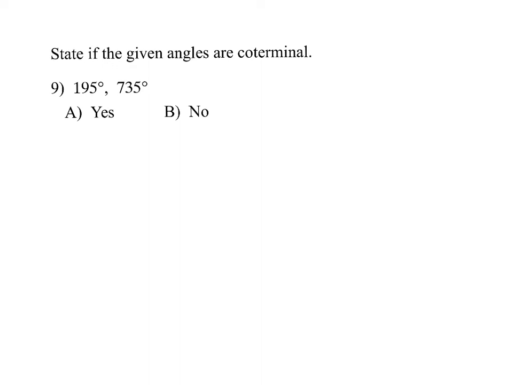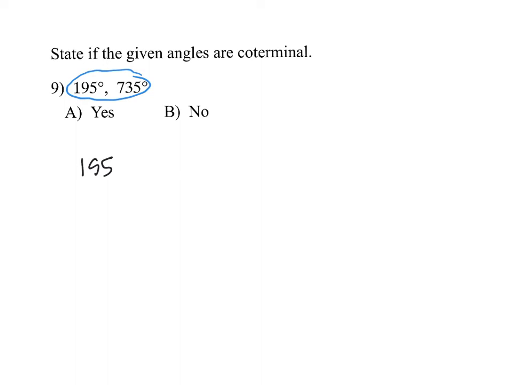For our first set of problems, we're simply going to ask you a yes or no question. Are these two angles coterminal? My recommendation is you just take the first angle and you either start adding or start subtracting 360. And you decide which one to do based on whether the second one is bigger or smaller.